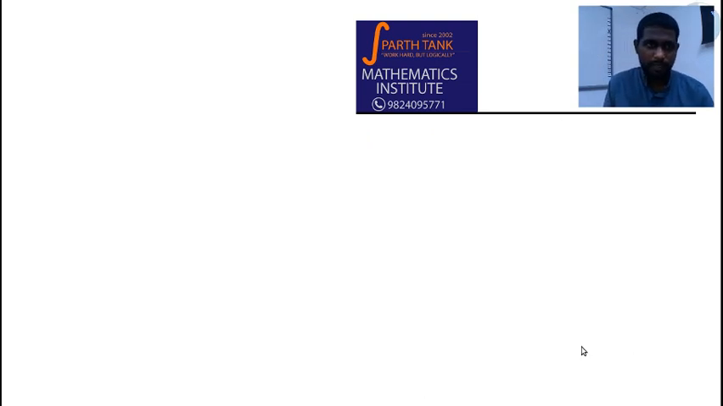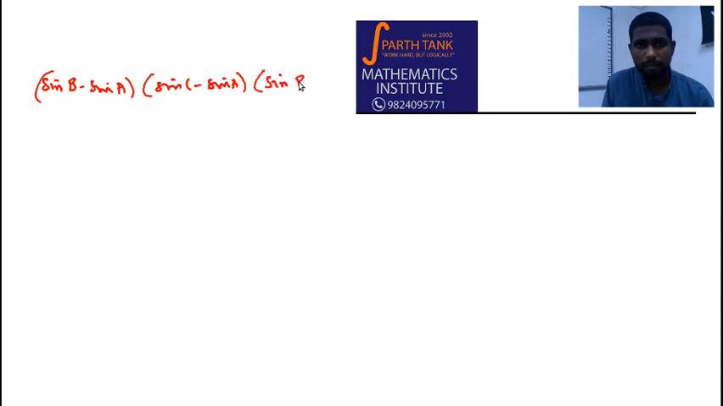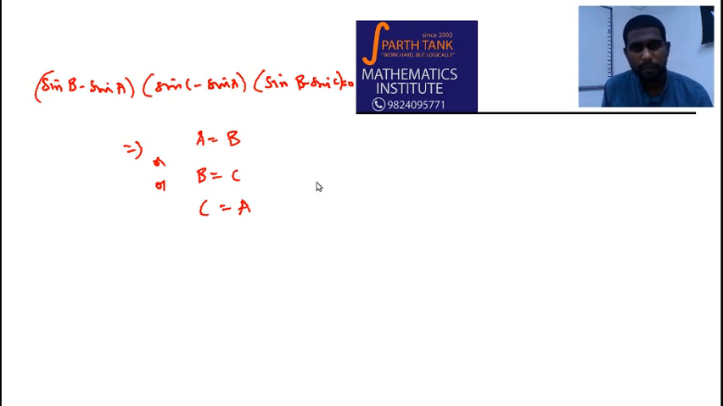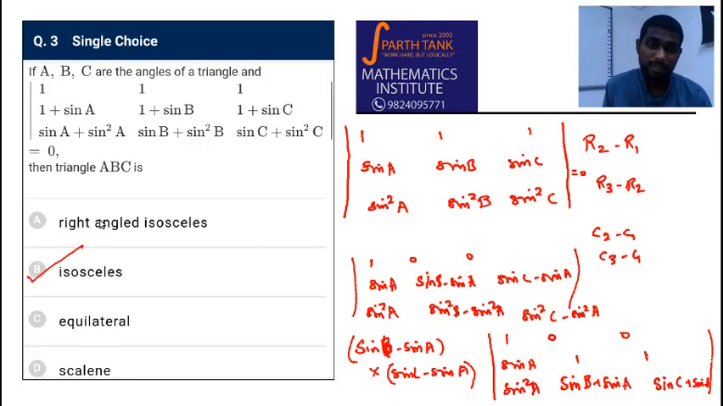Now if you evaluate that determinant carefully, you will get sin B minus sin A into sin C minus sin A into sin B minus sin C is 0. Now this implies either A should be equal to B, or B should be equal to C, or C should be equal to A. So if two angles are equal, then we know that the triangle is isosceles. Alright. So the answer to this problem is isosceles. Whether it is right angled isosceles or equilateral, equilateral also it can be, that all three are equal, but that needs some more specification.